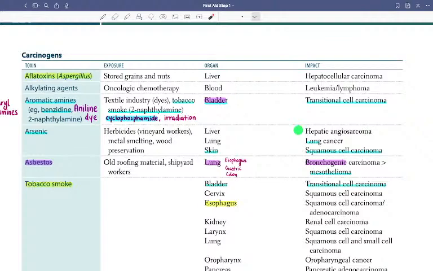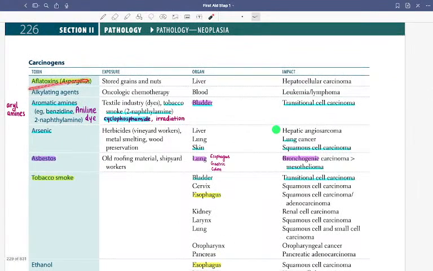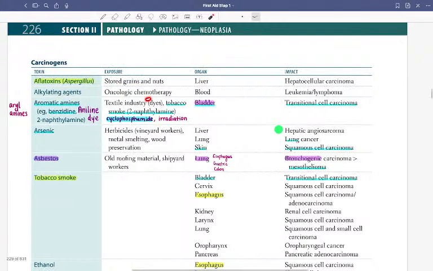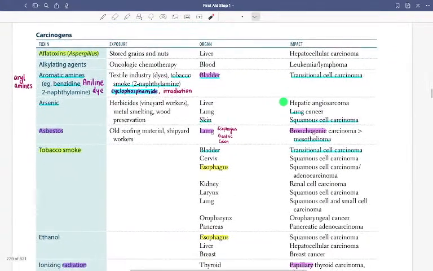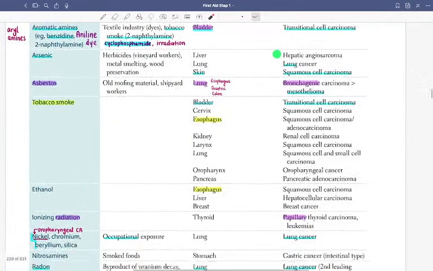Asbestos. First, let's do quickly the ones that have come. Anyways, let's do it sequentially. Aflatoxin, from Aspergillus, found in toad, green and nuts, causes liver cancer, hepatocellular carcinoma. Alkylating agents: leukemia, lymphoma. Aromatic amines: benzidine, 2-naphthylamine, arylamines, aniline dye, tobacco. Bladder cancer, transitional cell. So bladder and blood, very important.